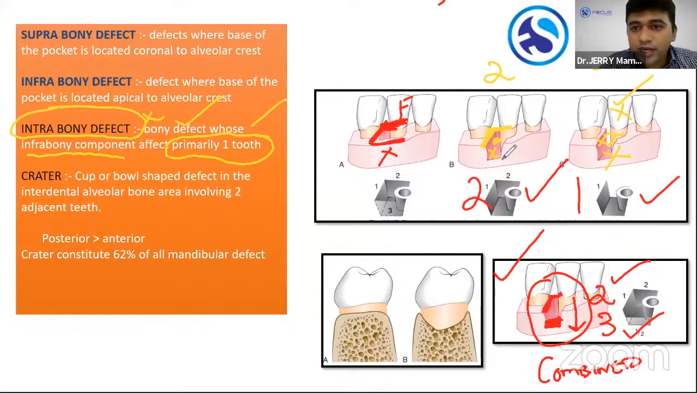When you come here, look at this. What they have done is taken out the facial wall. The facial wall is not present here. Which walls are present? You only have the distal wall and the lingual wall. Just look at this picture and try to correlate.